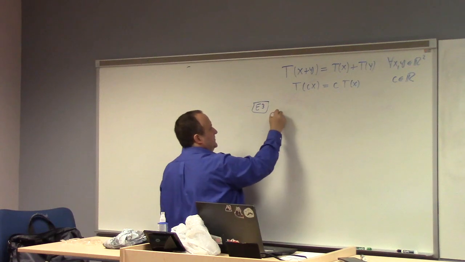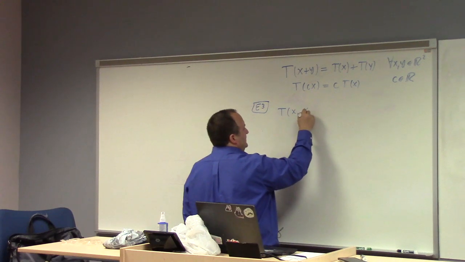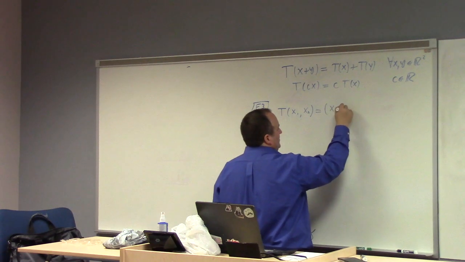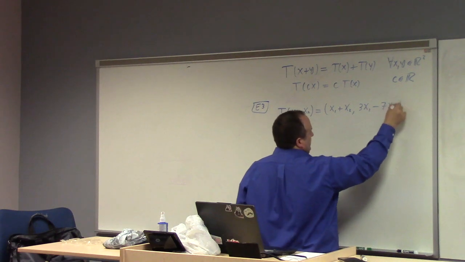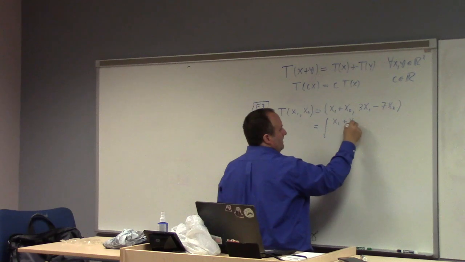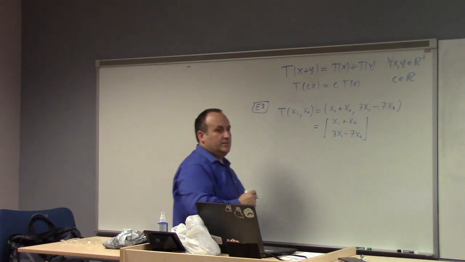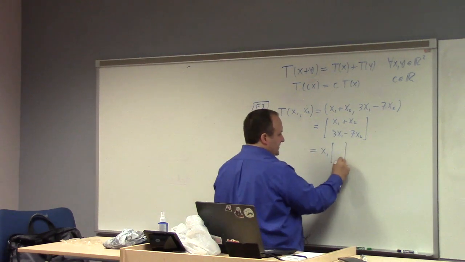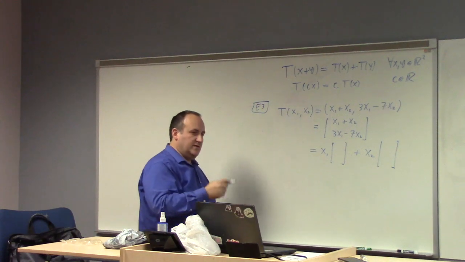Let me just make one up here. Suppose you've got T of (x1, x2) equal to x1 plus x2, and then 3x1 minus 7x2. First of all, by that I mean this column vector. You can rewrite this as x1 times a particular column vector plus x2 times a particular column vector. Can you tell me what those vectors would be?